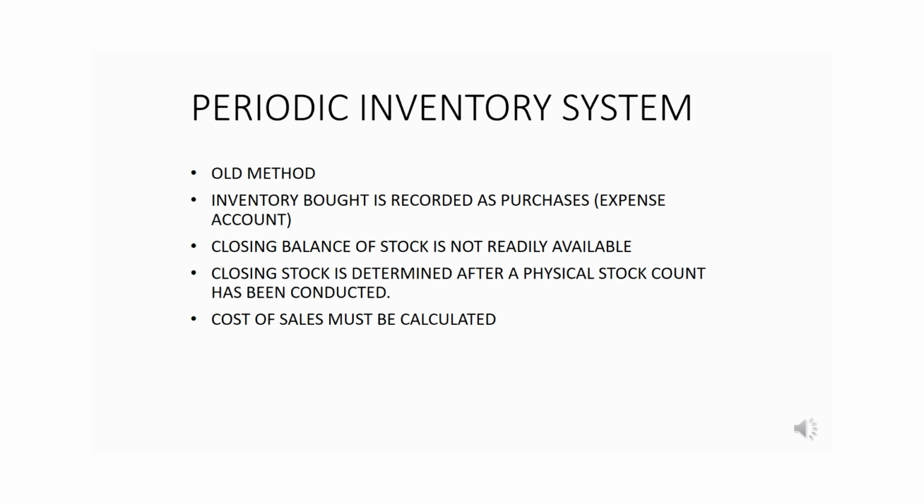Closing stock is determined after a physical stock count has been conducted. So for us to be able to establish or to calculate the value of closing stock, we will need first to conduct what we refer to as a stock count. By determining a physical stock count, it means that we are counting trading stock items one by one until we get a total of goods on hand. So that is the only way of determining the closing stock, by conducting a physical stock count.